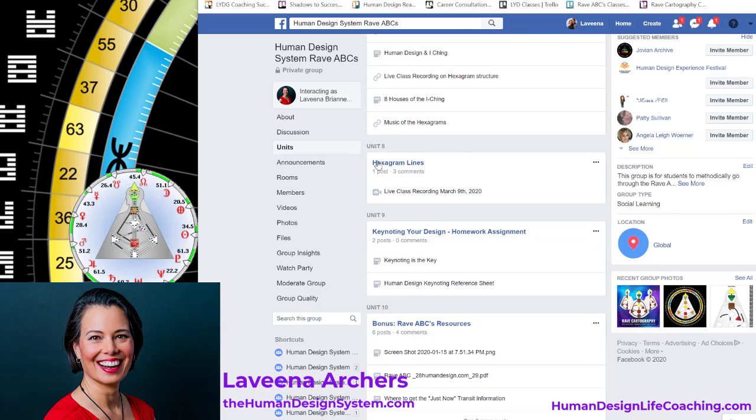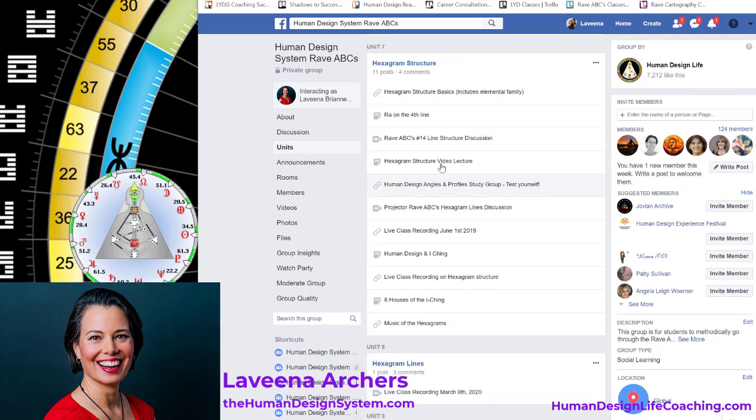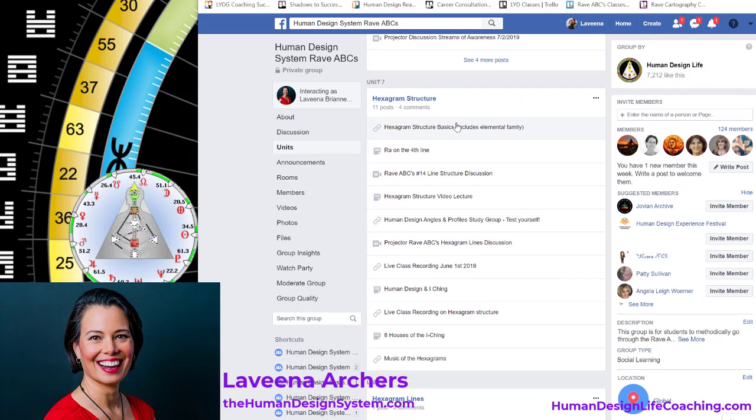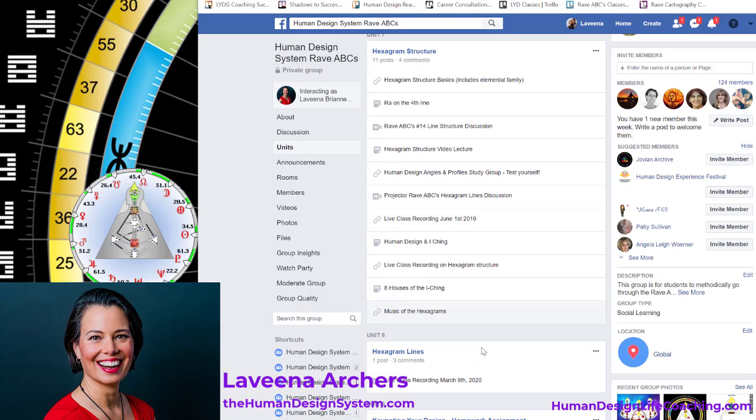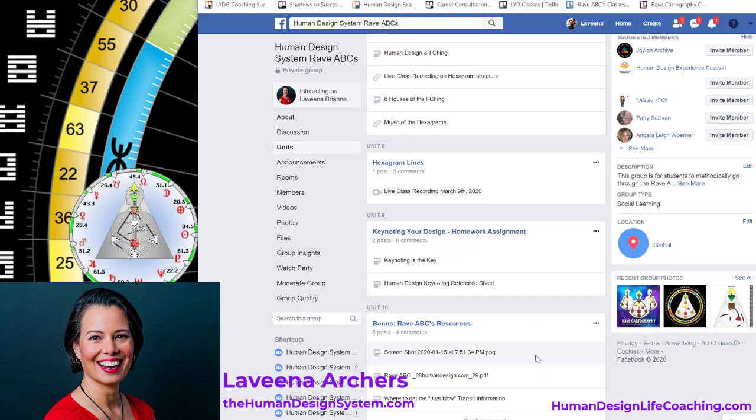Now, Unit 8 is called hexagram lines. So there's also going to be some information on the lines themselves. I've pulled that out of hexagram structure. So the hexagram structure is something that gives you a really solid basis to understand the lines, the hexagram lines.